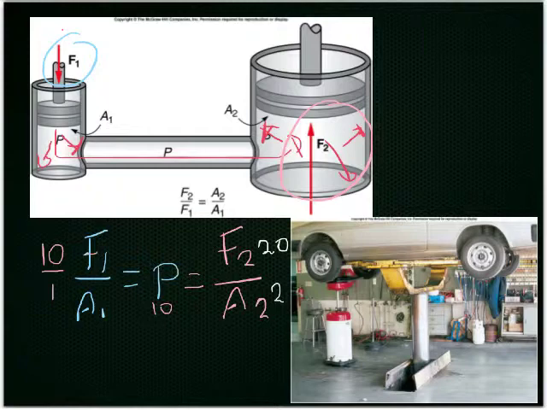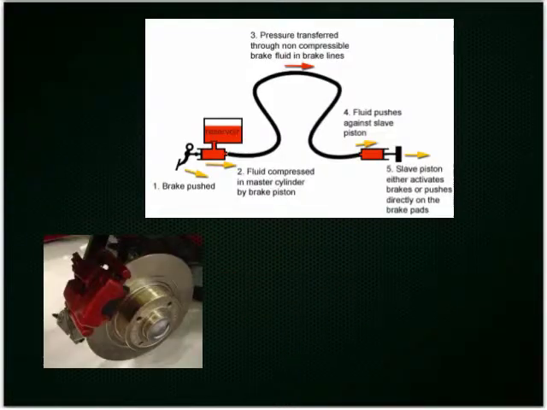So we've doubled our force to help us lift things easier. So if you have an area that is 100 times larger, we have 100 times the force. Hence why you can lift things like cars. The same effect is actually applied on your brakes.